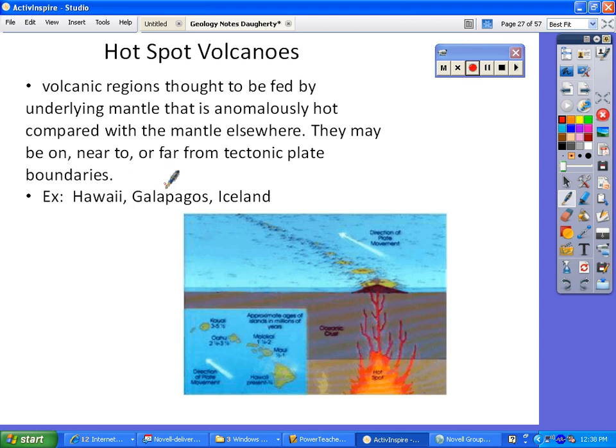We have Galapagos formed by hotspots, and also, even though Iceland is on the Mid-Atlantic Ridge, they say I think the lower southwest edge is actually a hotspot forming it too. So Iceland's got a lot of cool stuff.